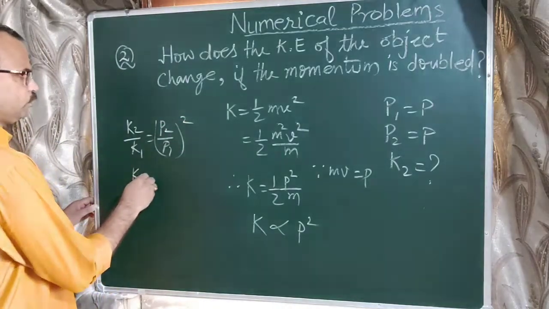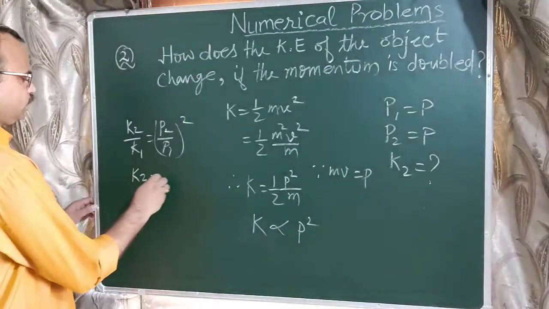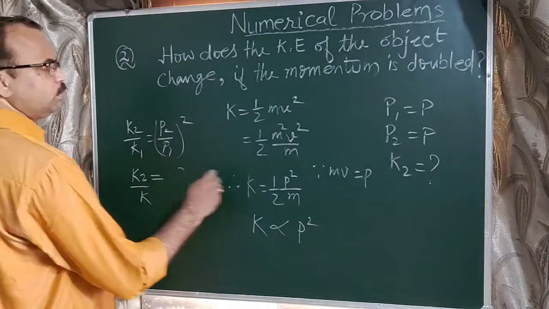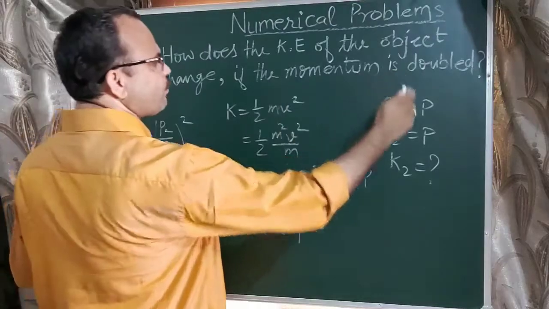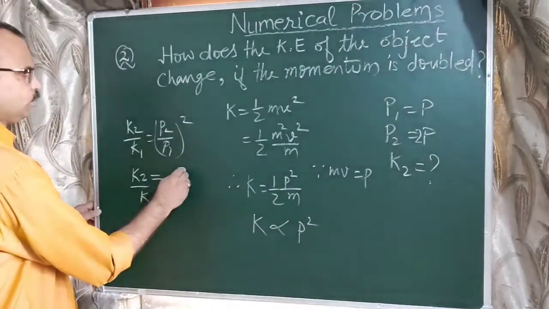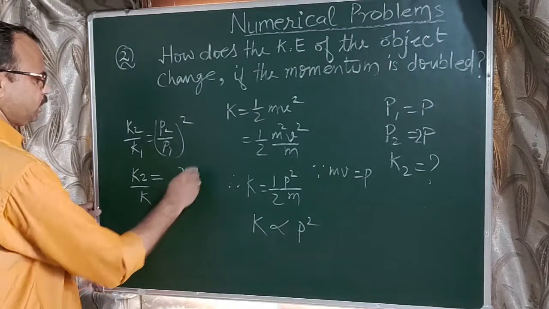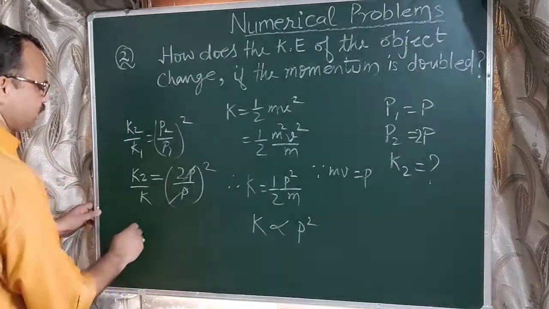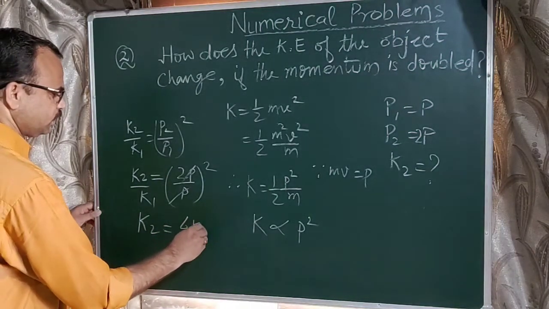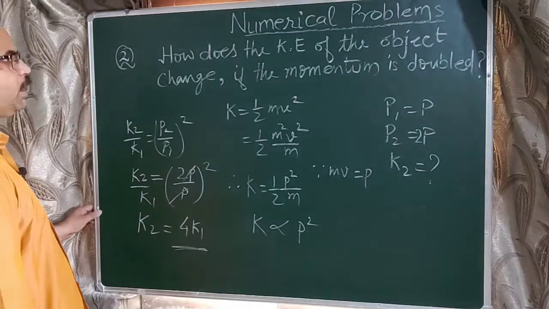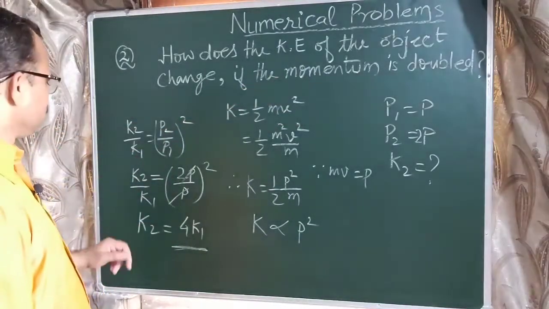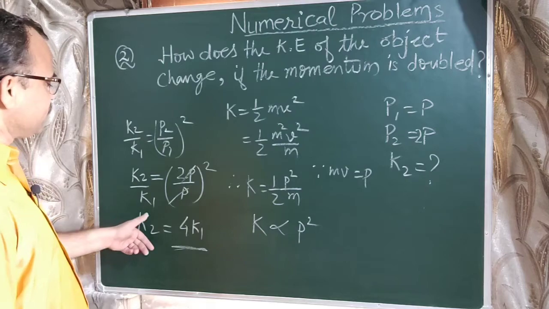So K2 upon K1 equals p2 upon p1 whole square. The momentum is doubled, it means p2 is 2p. So 2p upon p whole square. This p and p cancel. Then K2 equals 4 times K1. It means if the momentum of an object is doubled, then the kinetic energy of the object will become four times.